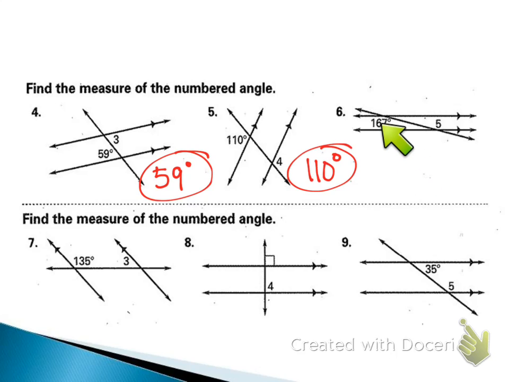Number 6 is kind of hard to tell, but they're inside the lines and they're on different sides of the transversal. So what type are these? You got half of it. Interior. What type of interior? Alternate interior angles. What do we know about alternate interior angles? They're congruent. So if this guy is 167, what's angle 5? 167. Great. Any questions on the first 3? All right. What type of angles do we have on number 7?